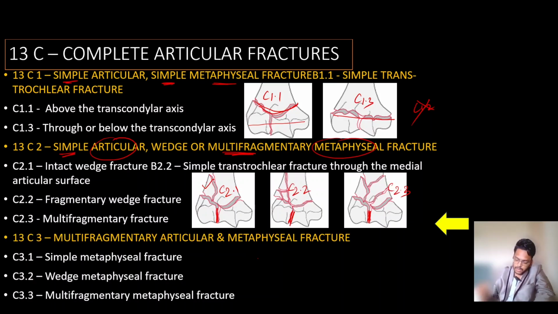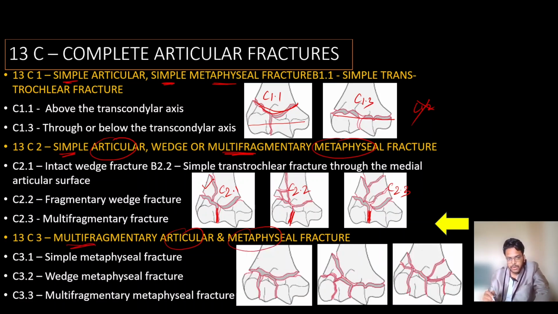C3, where both the articular and the metaphyseal parts are multifragmentary, we call it 13C3. The articular and the metaphyseal areas both are multifragmentary. So if it is simple metaphyseal, it is C3.1. If it is wedge metaphyseal, it is C3.2. If the metaphysis is completely multifragmentary, it is C3.3.